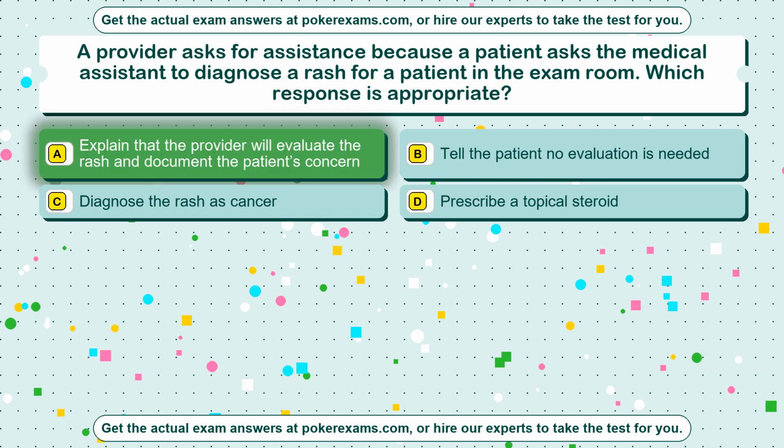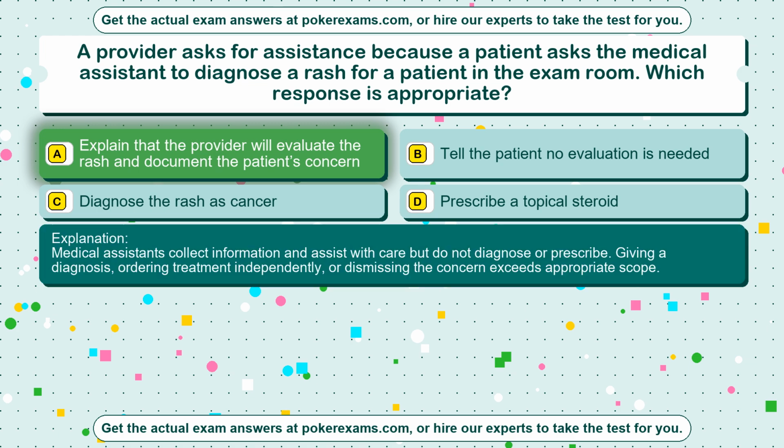The correct answer is option A, explain that the provider will evaluate the rash and document the patient's concern. Medical assistants collect information and assist with care but do not diagnose or prescribe. Giving a diagnosis, ordering treatment independently, or dismissing the concern exceeds appropriate scope.